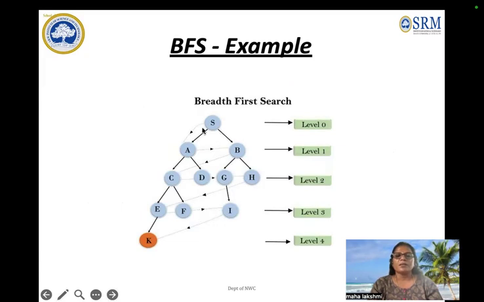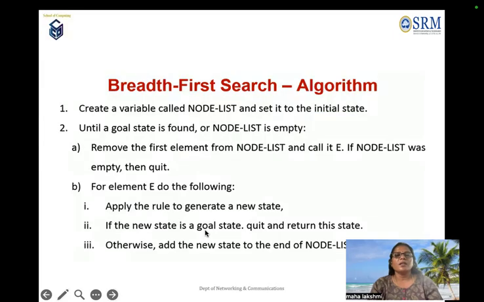So what will happen is, it will first complete level 0, which starts with the source node, then it will go to level 1, then level 2, then level 3, then level 4. So how the algorithm works step by step is: create a variable called node list and set it to the initial state, until a goal state is found or the node list is empty.